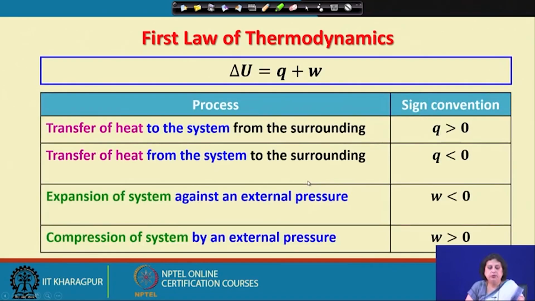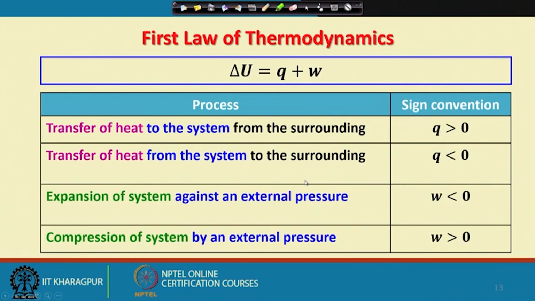So, when we know about the first law of thermodynamics, we understand that the internal energy of a system can be changed in two different ways, either by transferring heat or by allowing the system to do work or by doing work on it.